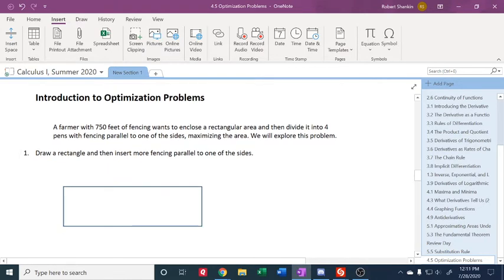So, a farmer with 750 feet of fencing wants to enclose a rectangular area and then divide it into 4 pens with fencing parallel to one of the sides, maximizing the area. We'll explore this problem. So, part 1. Draw a rectangle and then insert more fencing parallel to one of the sides. So, figure out what in the world that means. Draw the picture for it. Communicate with each other in your group, and I'll call on a group in a minute.